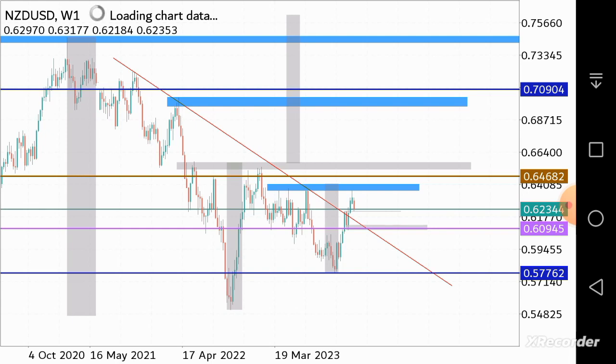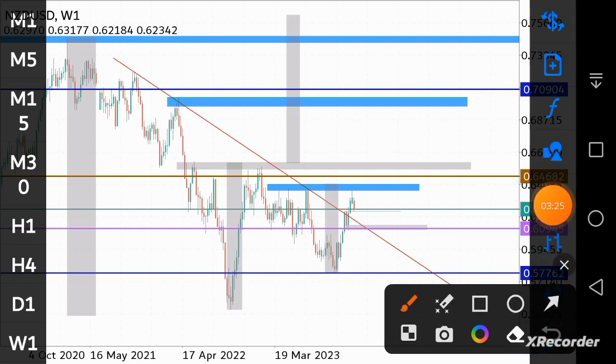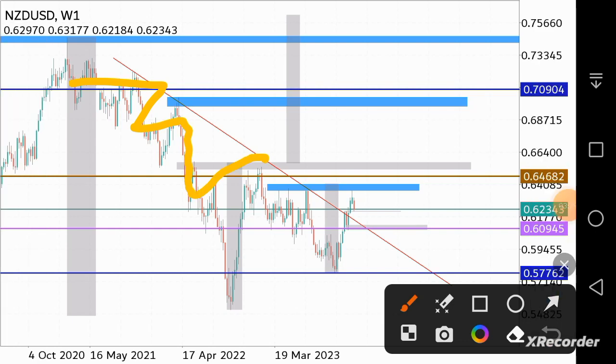So with that being said, guys, let's go to the weekly time frame. So in our weekly time frame, we can see price giving us this move to the downward side, and now we're here, and with this our trend line, it shows that we are on a downtrend, right?